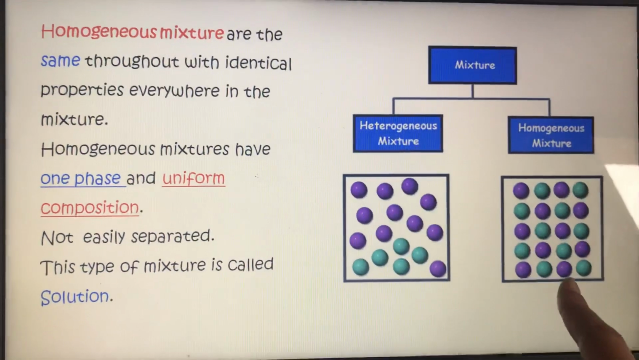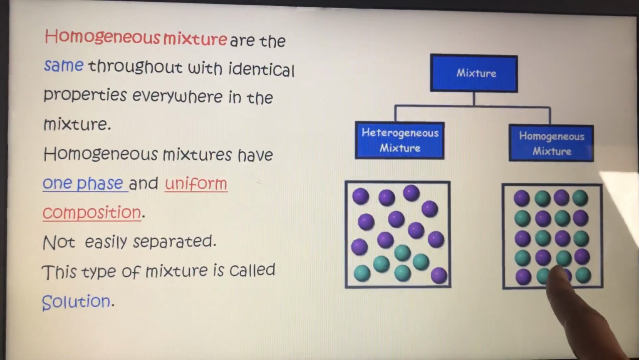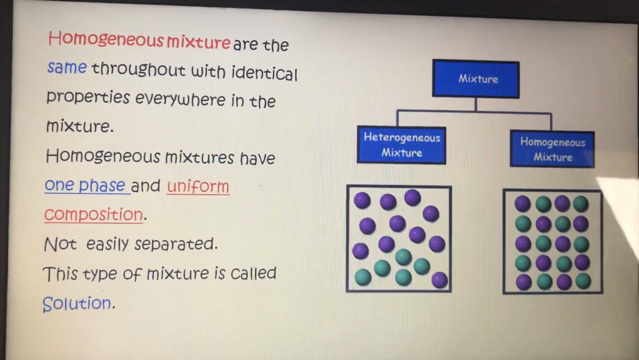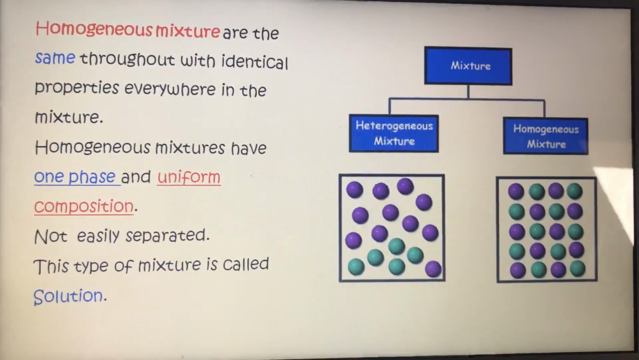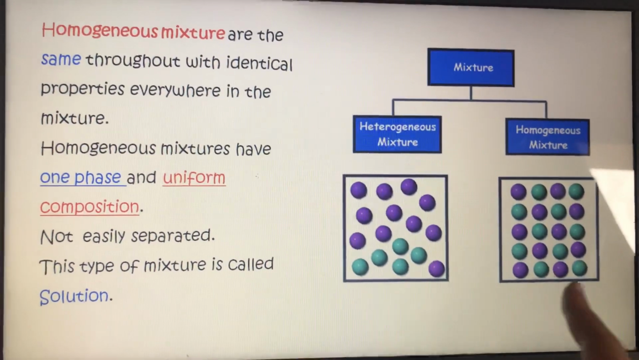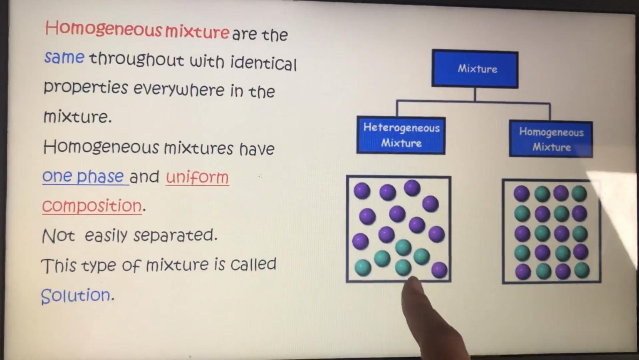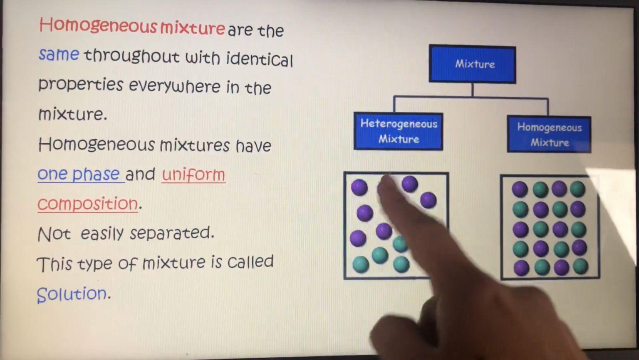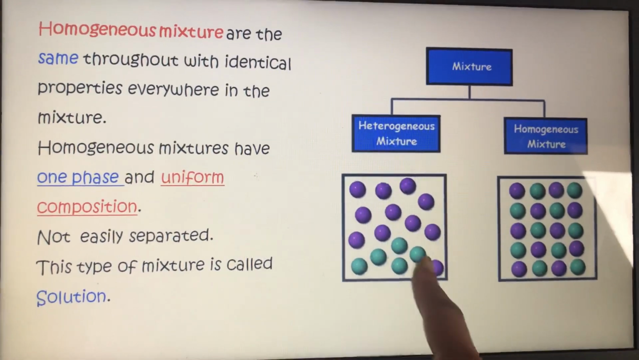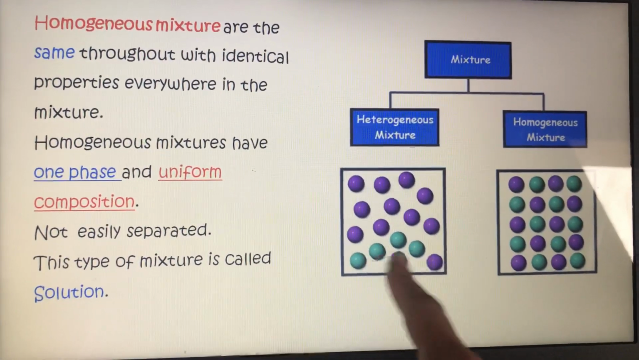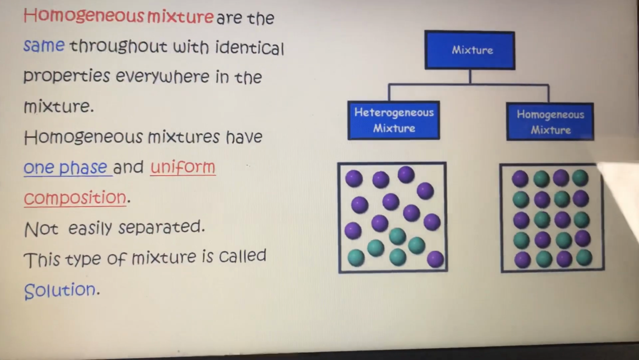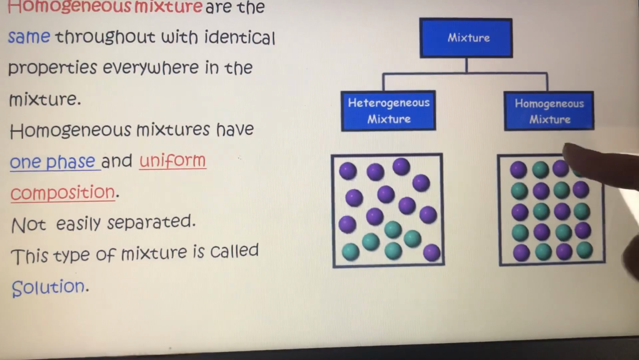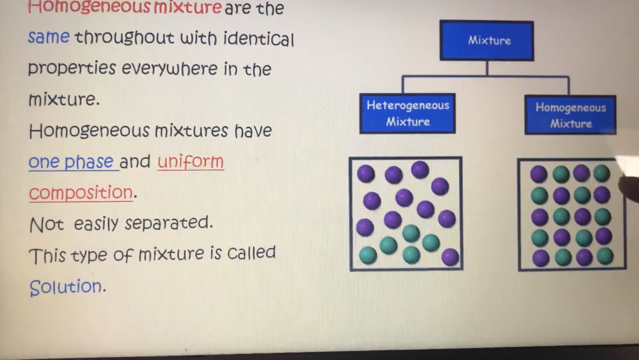If you look at the homogeneous mixture here, you can see that the particles are the same throughout with identical properties everywhere in the mixture. While if you compare it with the heterogeneous here, I can directly see that the purple color is taking the top portion of this container, while the green color is taking the bottom portion. So if I look at the homogeneous, I can see green and purple everywhere.